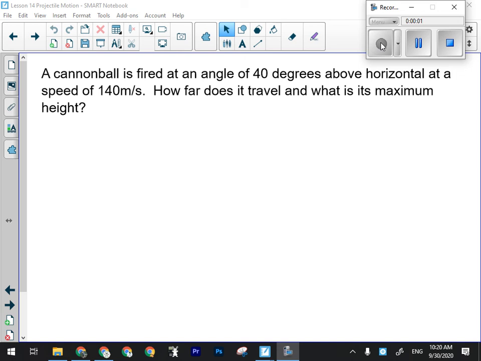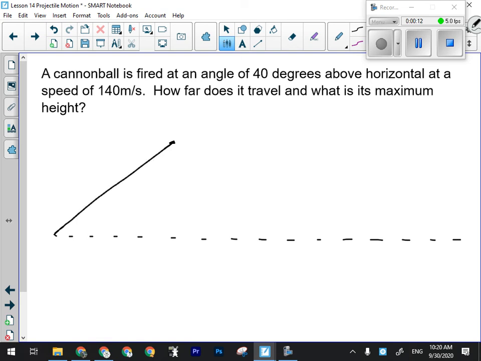Okay, let's just have a look at the start of this one. We have a cannonball fired at a 40-degree angle. Here's the horizontal. It's fired at a 40-degree angle above the horizontal, and it's fired at 140 meters per second. So it's going to follow an arc that looks like any other projectile arc we've observed.